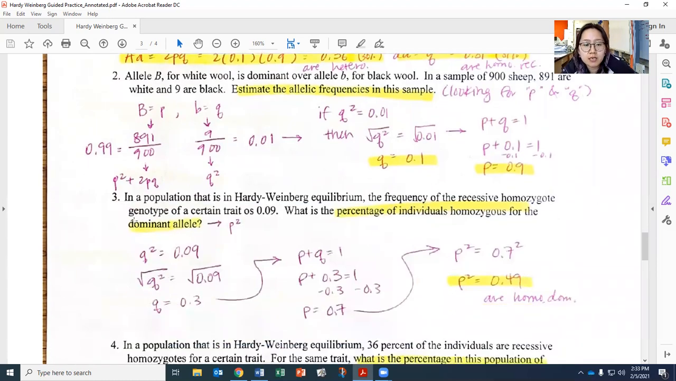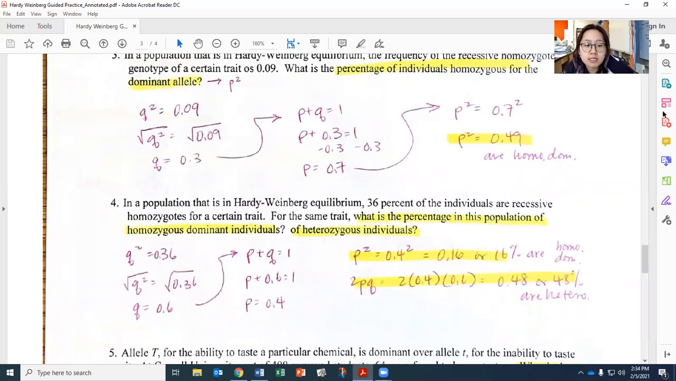So in a population that is in Hardy-Weinberg equilibrium, the frequency of the recessive homozygote genotype of a certain trait is 0.09. What is the percentage of individuals homozygous for the dominant allele? So they're going to ask us for p squared at the very end. So we know that the q squared, because it's the recessive homozygote, the q squared is 0.09. So if you square root that, you get 0.3. P plus q equals 1. So 1 minus 0.3 is 0.7. So p equals 0.7. If you square 0.7, then you get p squared, and that's 0.49. So 49% are going to be homozygous dominant.